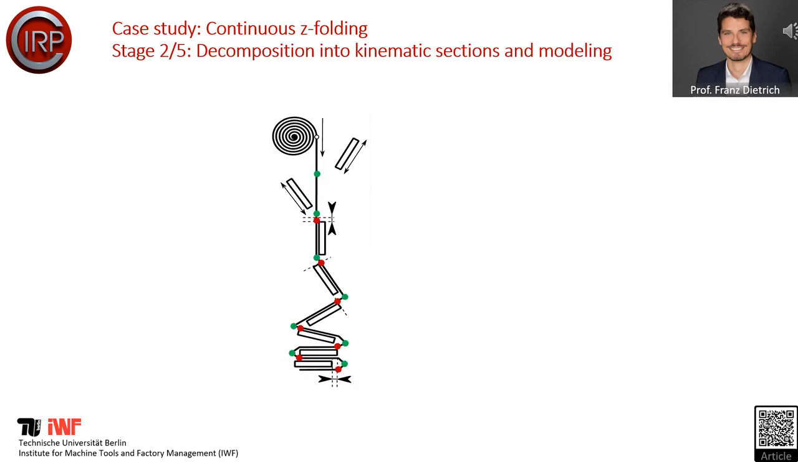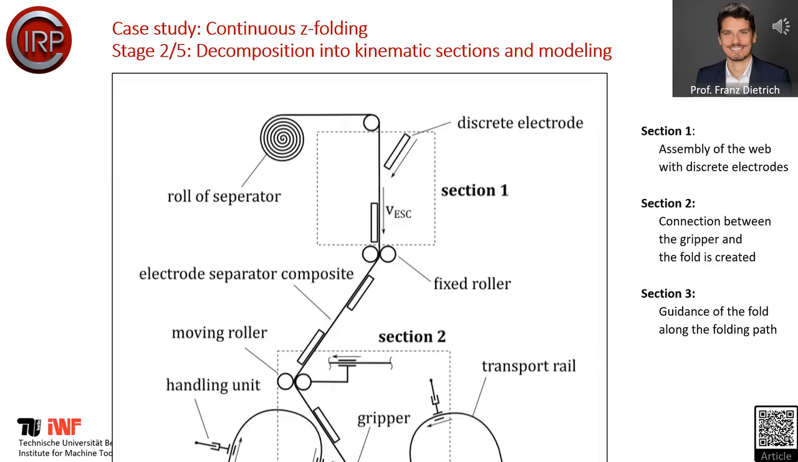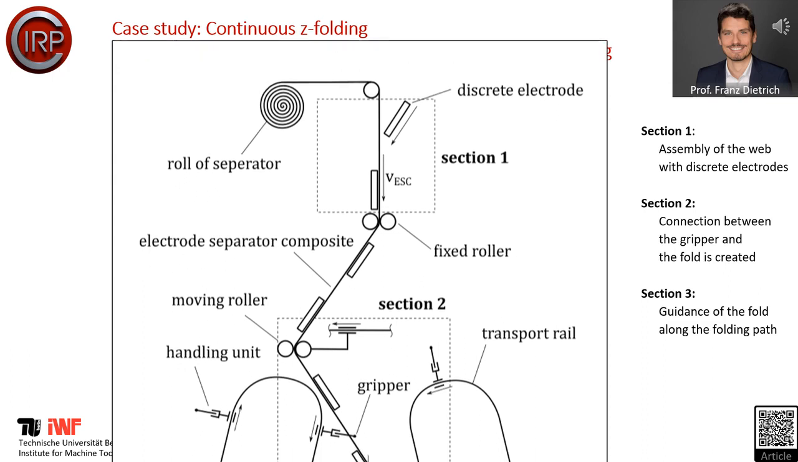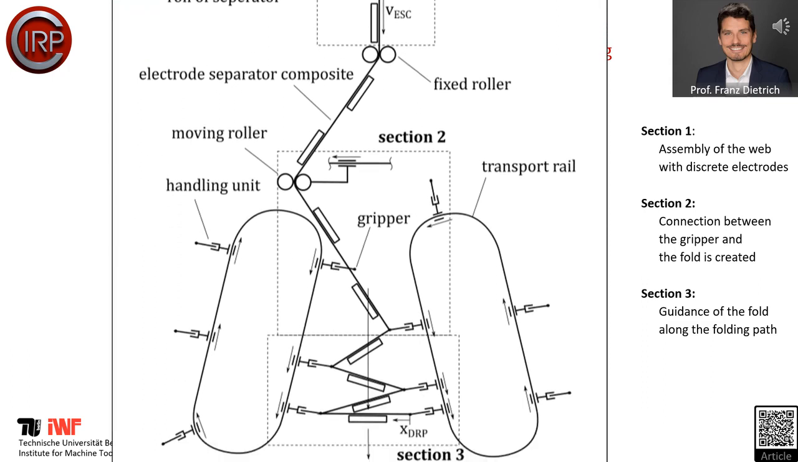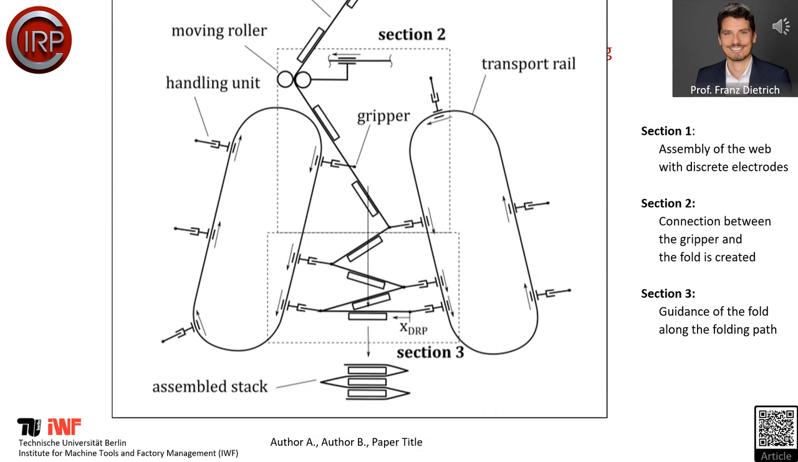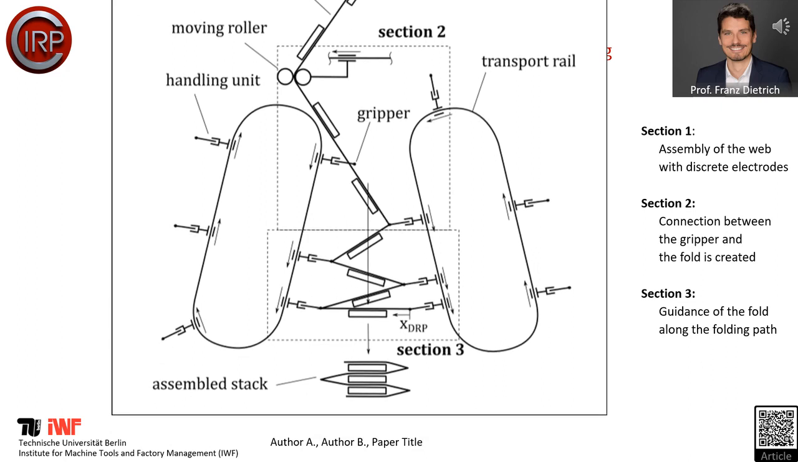In order to explain the decomposition and the modeling, I'd like to share a more detailed view on the process kinematics. The process kinematics were decomposed into three sections. The first section is the assembly of the web with the discrete electrodes. There is a joining process. In section 2, there is the connection between the gripper and the fold is created. Section 3 is then where the guidance of the fold along the folding path takes place.